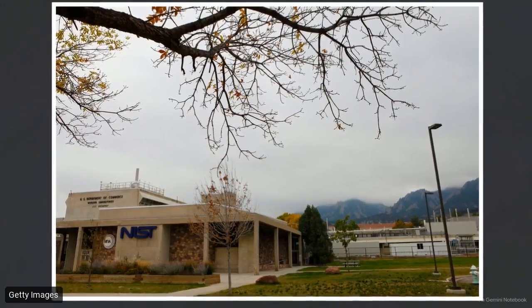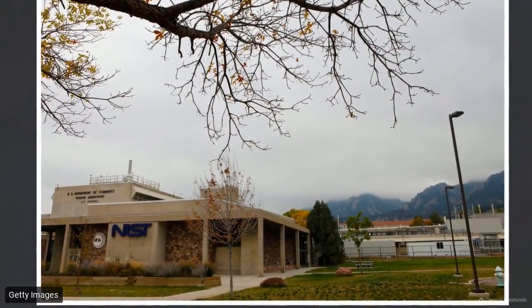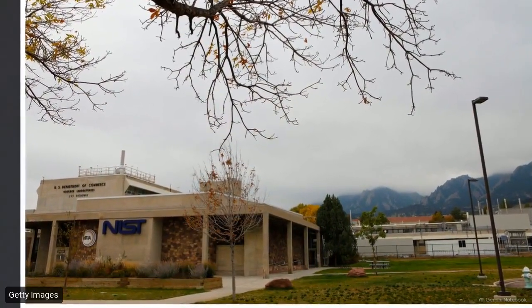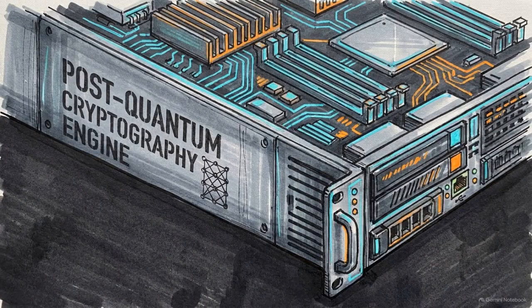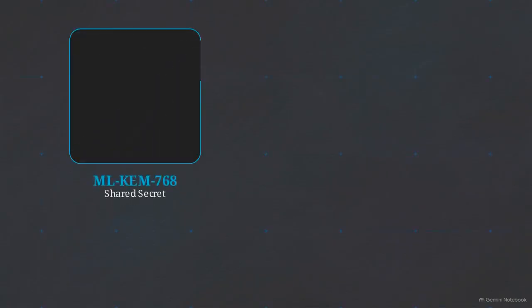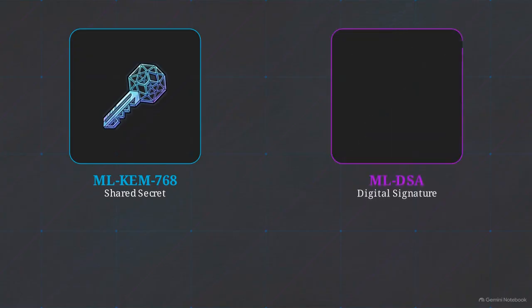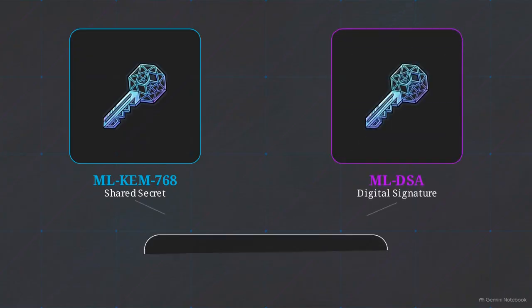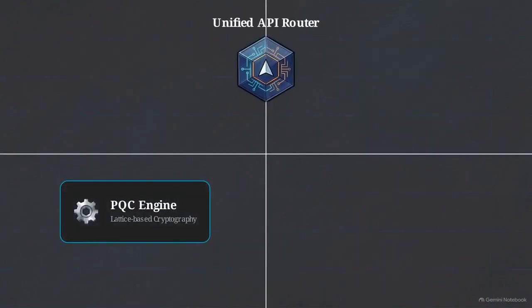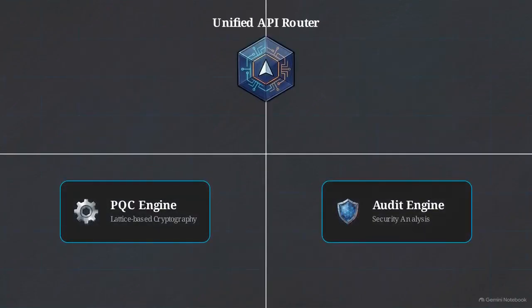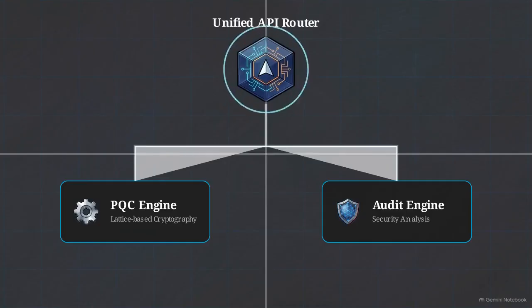This requires strict compliance with the post-quantum cryptographic standards finalized by the National Institute of Standards and Technology. To implement this, the architecture includes a dedicated post-quantum cryptography engine. Its specific job is to generate ML-KEM 768 shared secrets and ML-DSA digital signatures to comply with FIPS standards. We draw the PQC engine alongside a companion node, the audit engine. Both are wired directly back into the central router.